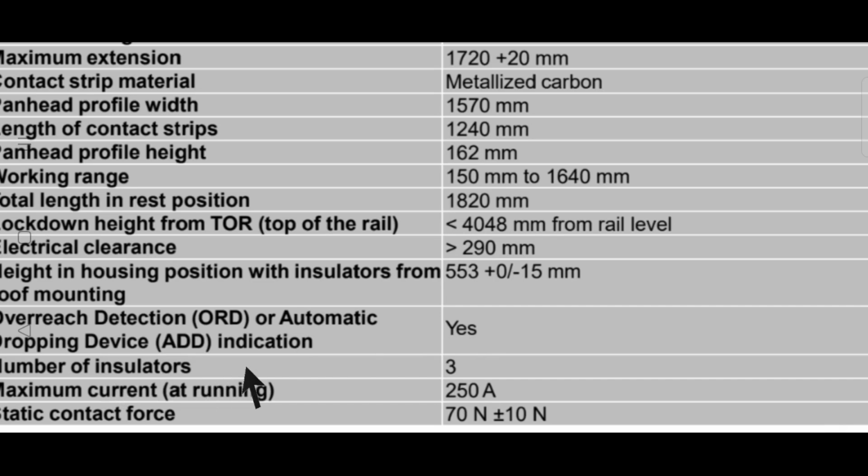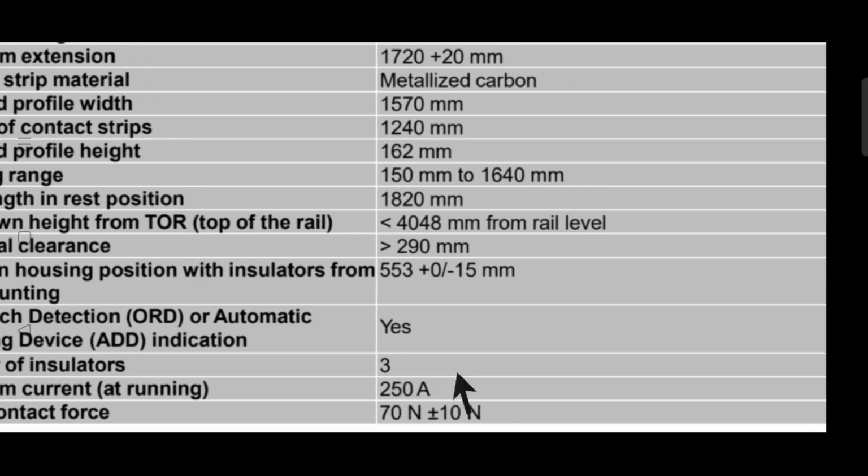Number of insulators is one of the important questions which comes often. How many insulators have been given? First of all, where is the location of the insulator? The insulator is located at the downside of the base frame assembly, right? And the number of insulators in our pantograph is 3.